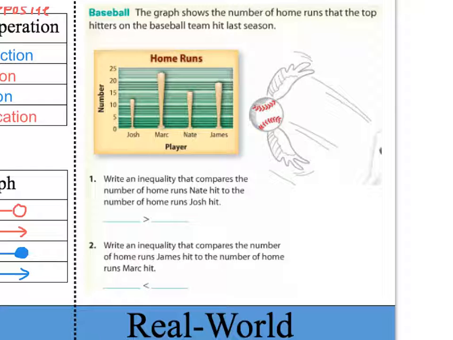So we can use inequalities in a real-life situation like baseball. The graph shows the number of home runs that the top hitters on a baseball team hit last season. So problem 1 says write an inequality that compares the number of home runs Nate hit to the number of home runs Josh hit. So if we take a look at Nate's right here, he hit about 15. And Josh hit in between 10 and 15, so that's about 12.